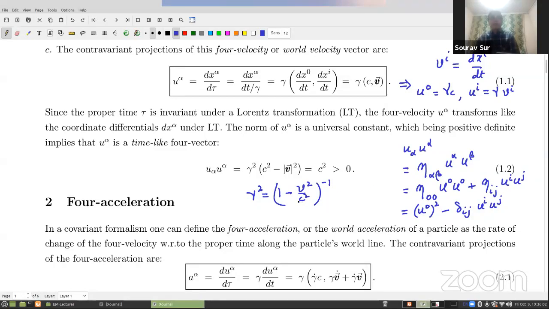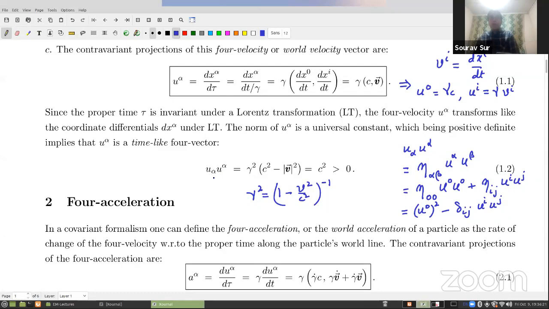So this is c square minus v square over c square to the power minus 1. That is c square divided by c square minus v square. So that will cancel with the c square minus v square here. You'll be left with c square. And this is positive.